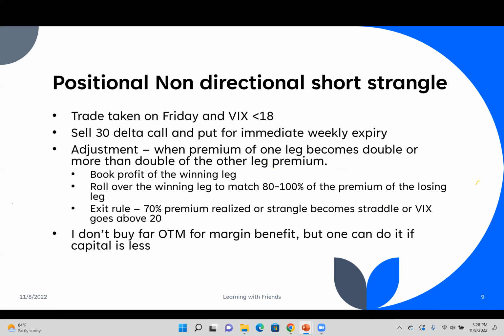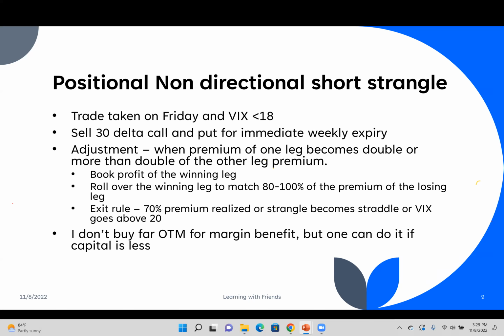But as soon as one premium becomes twice the other premium, you need to take an action, and the action is that you exit the winning leg. In the example I'm giving, the market starts moving up after we created that short strangle. The call premium goes up, the put premium falls, and both were 40 rupees to begin with. But the put premium became 28 rupees and the call premium became 56 rupees. So we have 16 rupees loss on the call and 12 rupees profit on the put. In this scenario, we will book the 12 rupees profit on the put.